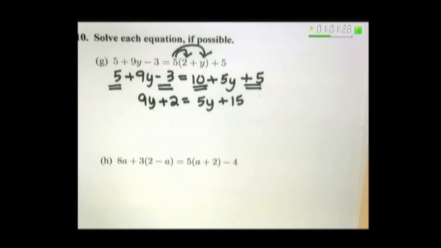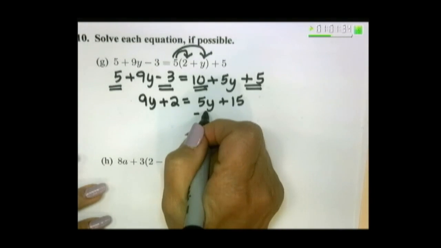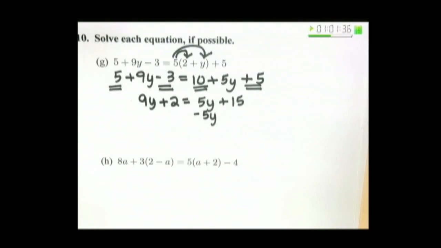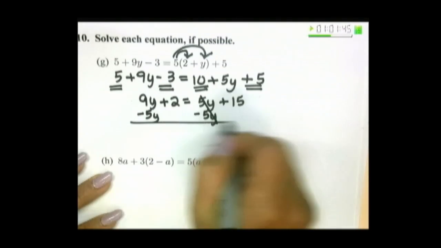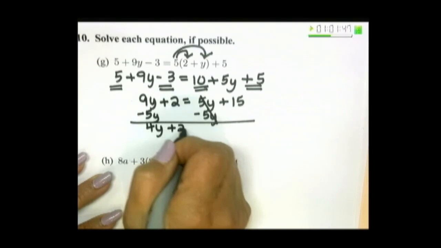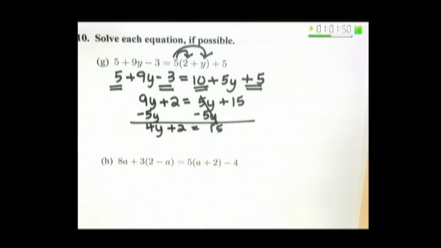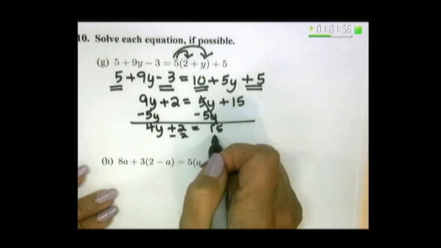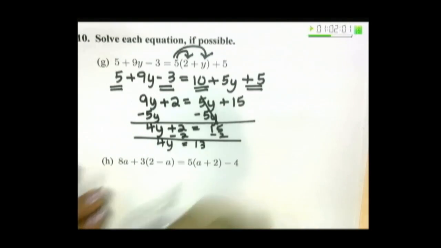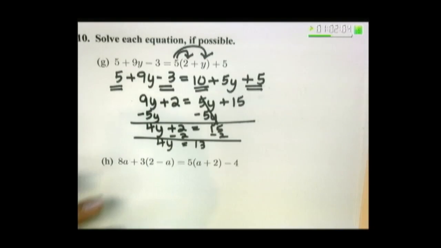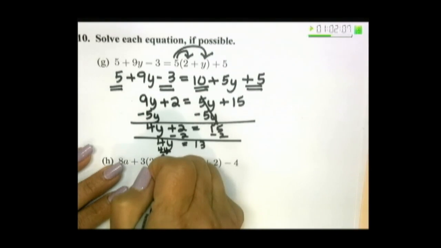Since I want my last line to be y equals a number, I would prefer to have my y's on the left-hand side, so I'm going to subtract out 5y that's on the right-hand side. If I subtract it on the right of the equal sign, I have to subtract it on the left of the equal sign. So it zeroes it out there, and I get 4y plus 2 equals 15. I want the y to be on a side by itself, so I'm going to subtract 2 from both sides. And I get 4y equals 13. Then divide both sides by 4.